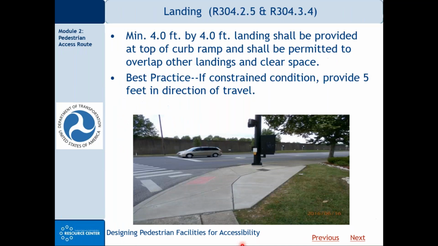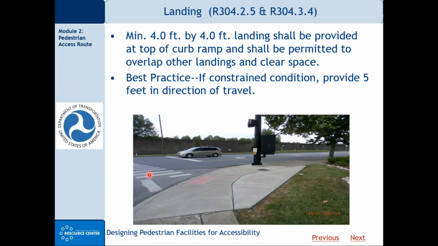Another thing to talk about when it comes to curb ramps, and we've mentioned this already briefly, are the landings. And PROWAG says a minimum of 4-foot by 4-foot landing shall be provided at the top of a curb ramp and shall be permitted to overlap other landings and clear space. So here we see a level landing at the top of a curb ramp.